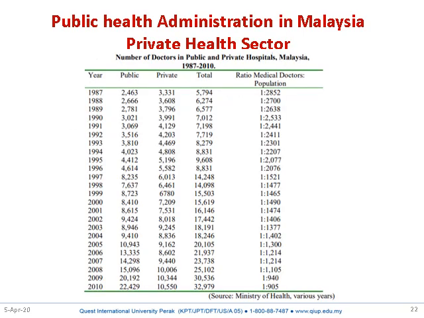Okay, now we will go through the public health administration in Malaysia, private health sector. Number of doctors in public and private hospitals in Malaysia. Okay, in 1987, doctors in the public sector were 2,463 and the private sector 3,331. So the ratio of medical doctors to population was 1 to 2,852. For every 2,852 population, one doctor was there in 1987.